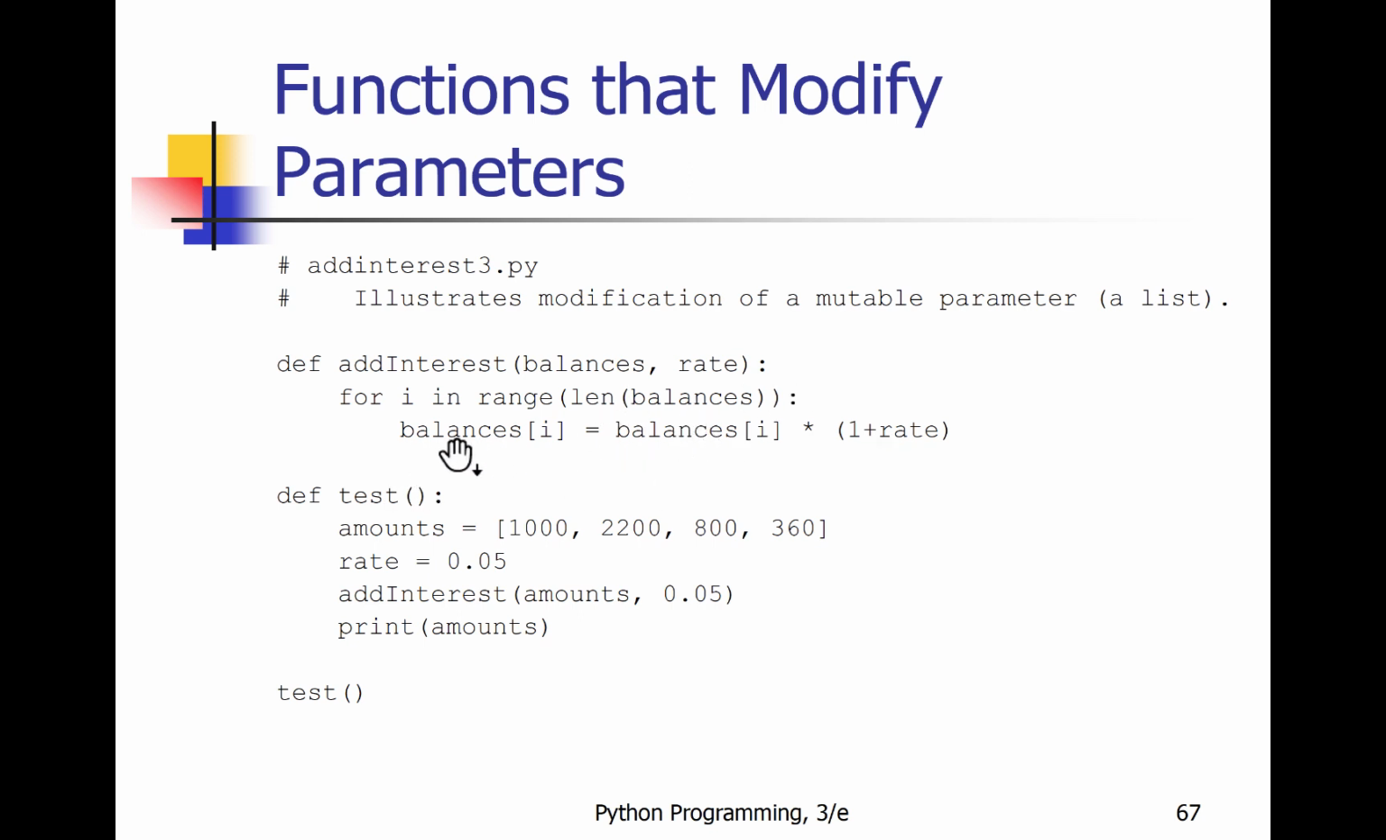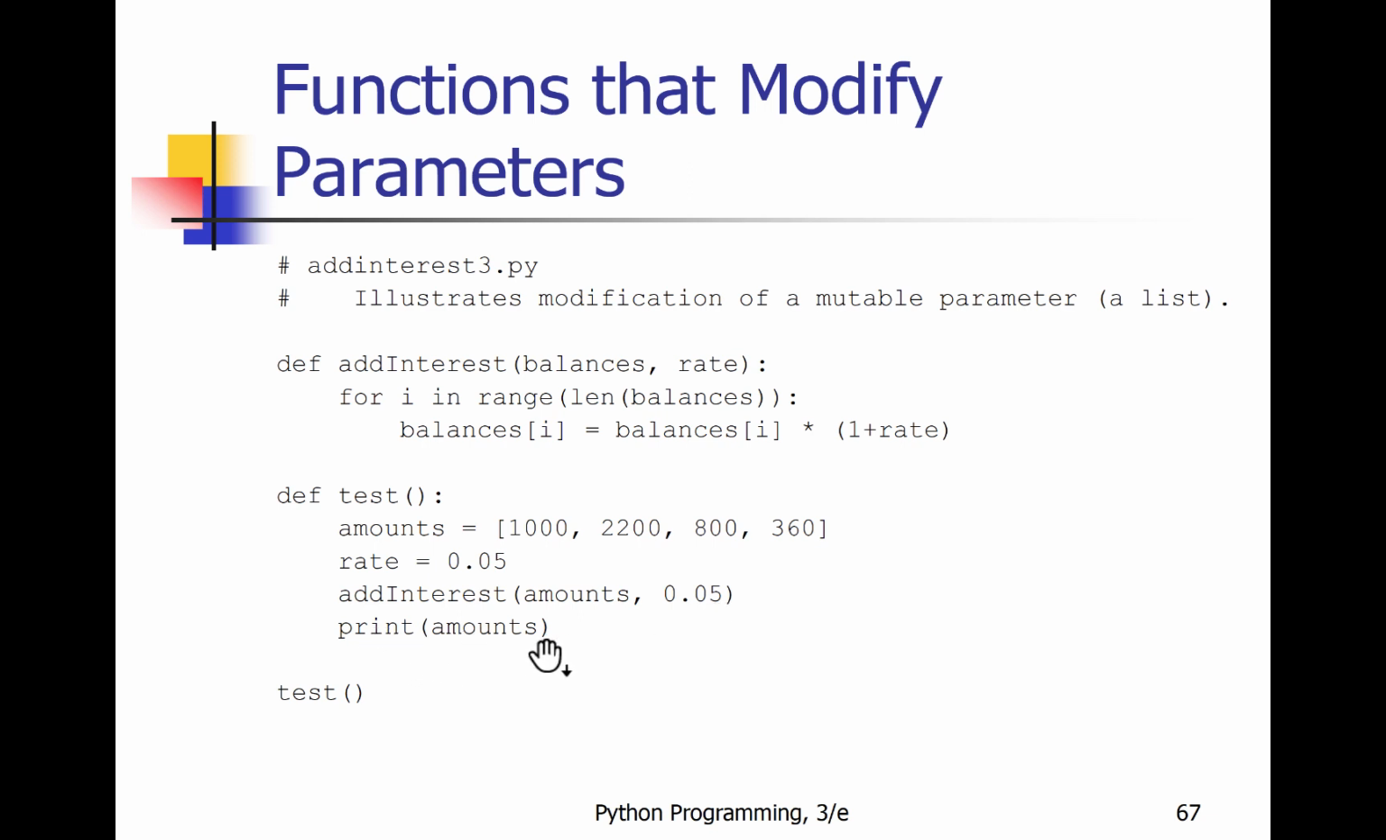In addInterest, we're getting a list called balances. So we say for i in range(len(balances)), we're going to go through the balances. We say balances[i] = balances[i] * (1 + rate). And now we've got test. So we have 1,000, 2,200, 800, 360. The rate is 0.05. Add interest amounts; I wouldn't have said 0.05, I would have said rate. I think that's what he meant to say here. And then he says print amounts.